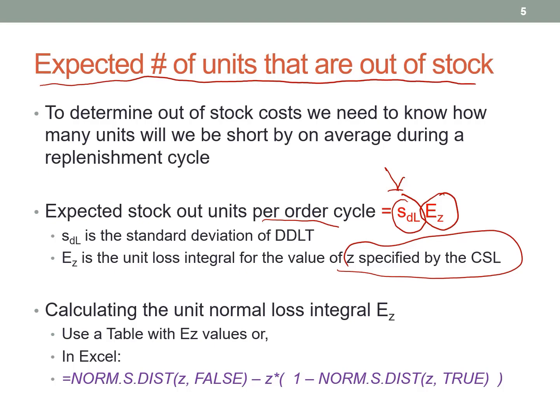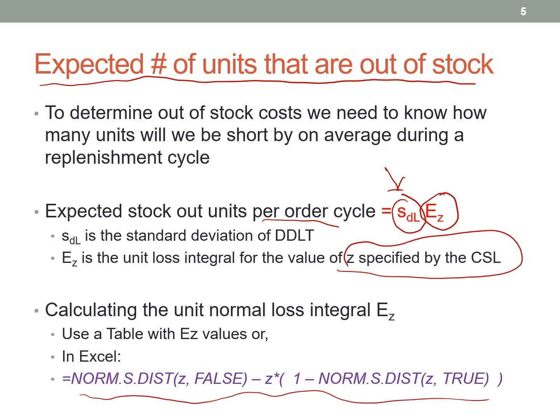EZ is basically saying, if your standard deviation was just 1, then EZ is how many units you'll be out of stock by. So to calculate EZ, we can look it up in a table for a given Z value. The Z value comes from the cycle service level. Or we can plug in this formula in Excel.